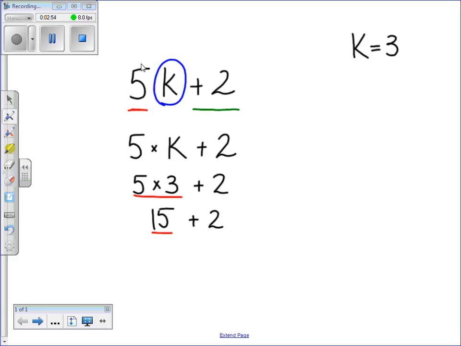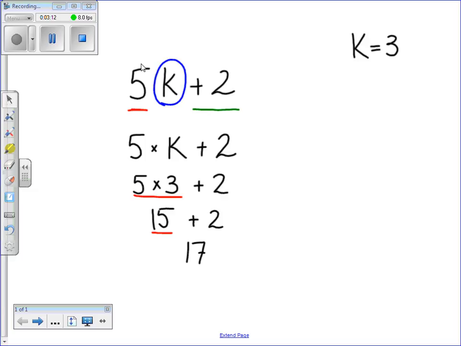And I know that you're all waiting for me to say it. So yes, 15 plus 2 is 17. So now this algebraic expression represents 17. Instead, they've just written it as 5k plus 2, where we know that k equals 3.